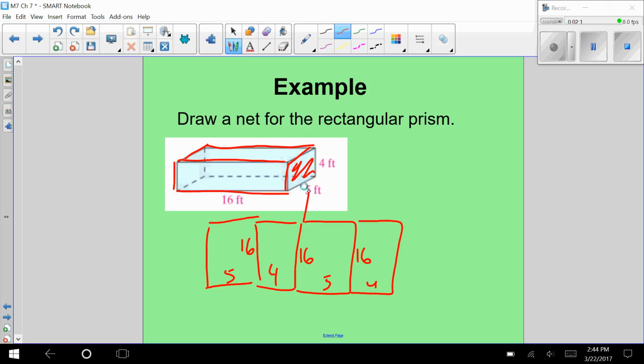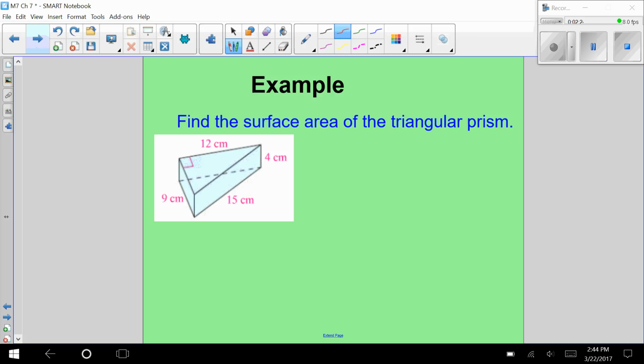And let's say it's coming right there. So this is 5 and that's 4. Then there's another one on the other end, so let's put it here. It's 5 by 4. There's my net. Now, to find surface areas, we are going to draw a net and then calculate the area of each piece. So let's start by drawing a net for this triangular prism.